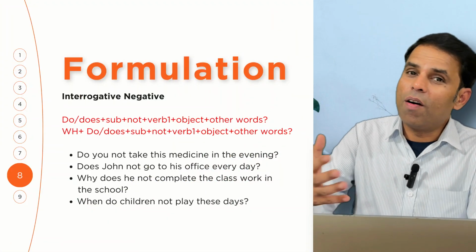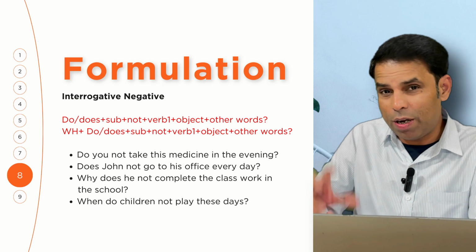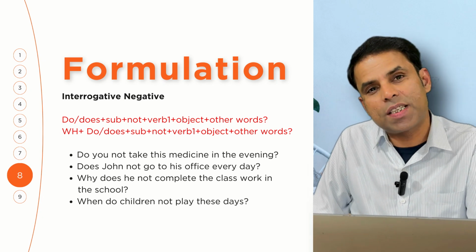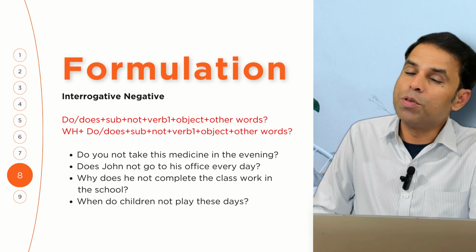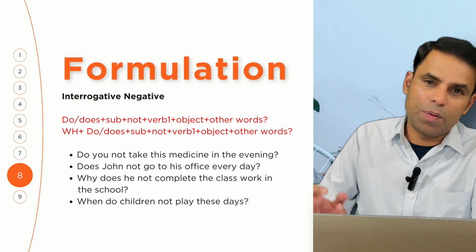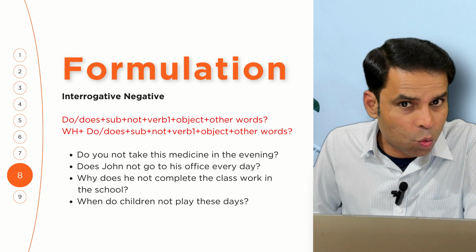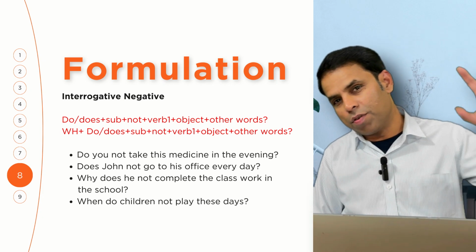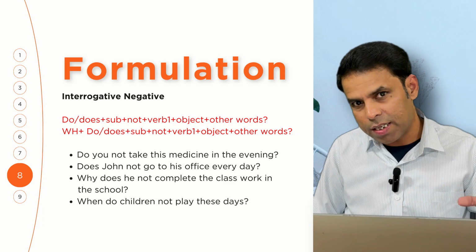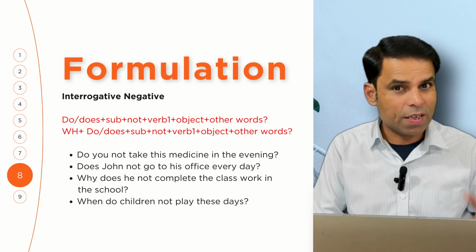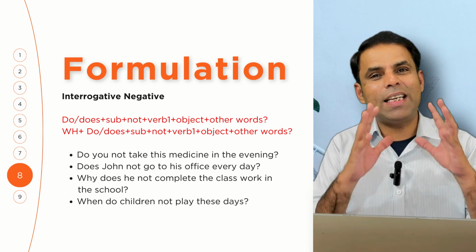Okay, now for questions and negative, when you have question and negative both, what do we do? We start with do or does, then we use subject, not, the first form of the verb, object, and the other words. And for open-ended questions, first the question word, then do or does, then subject, not, first form of the verb, object, and complements.